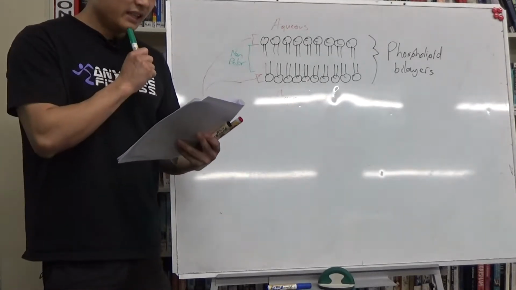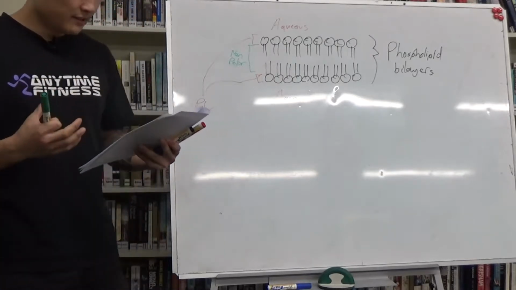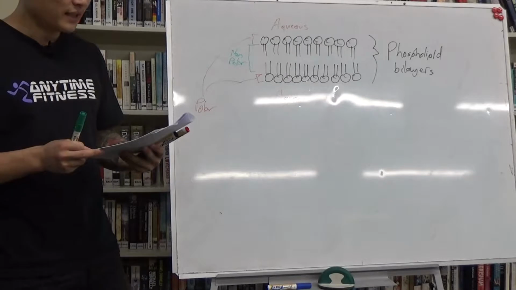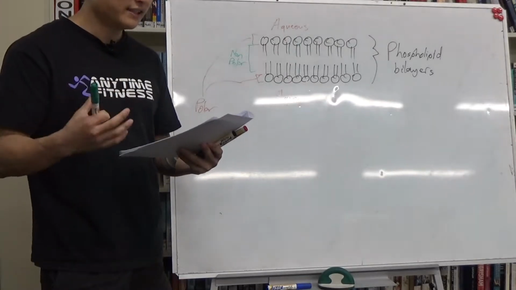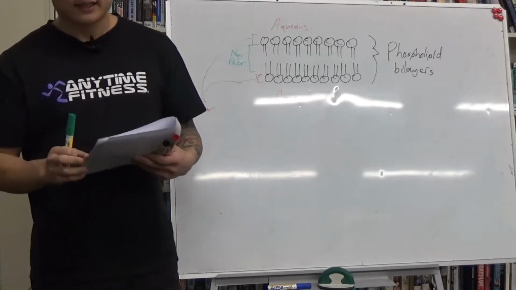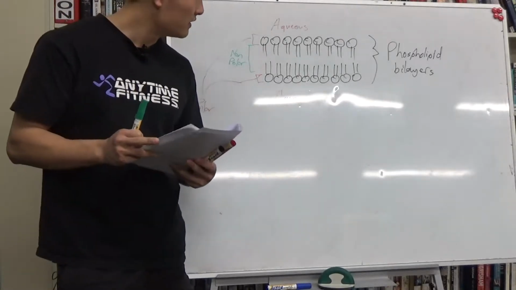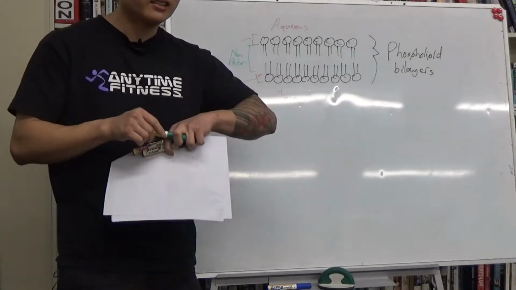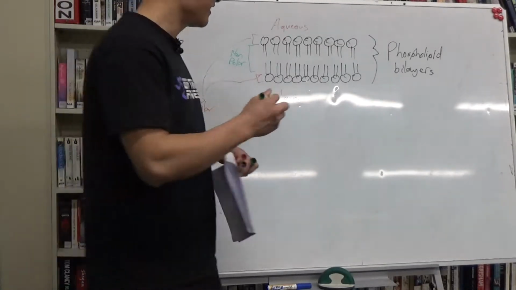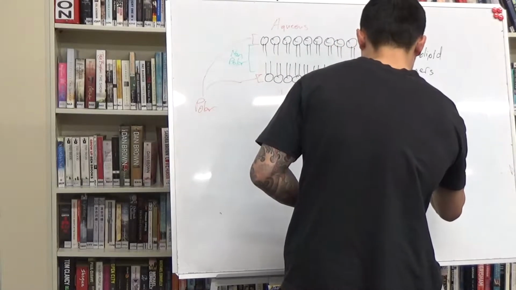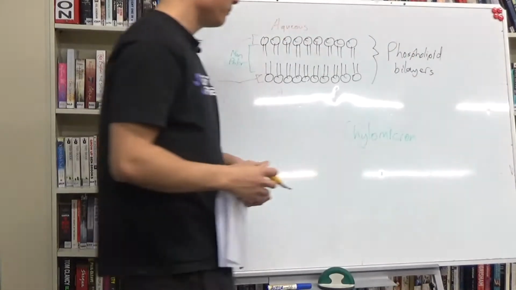Inside the enterocyte, the fatty acids and the monoglyceride get put back together into a triglyceride, and they're packaged with cholesterol into a lipoprotein called chylomicron. Okay, does everyone know how to spell chylomicron? Chylomicron.